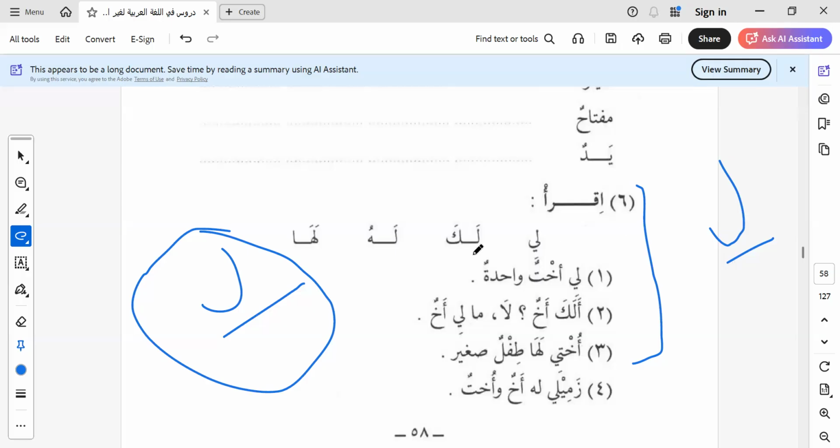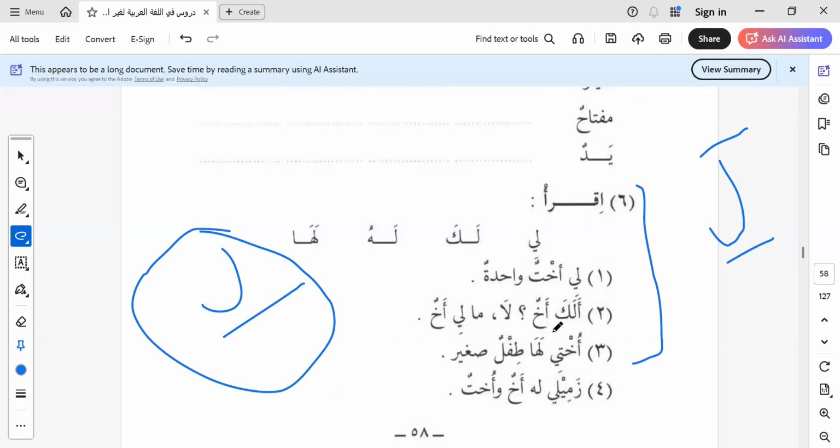Li, for me. Laka, for you. Lahu, for him. Laha, for her. Now, take note. When you use it with a pronoun, this lam with a kasra changes to a fatha. So that's why you have laka, lahu, laha. Lahu mulku samawati wal ard. For him, or it belongs to him. So, li ukhtun wahida. I have one sister.